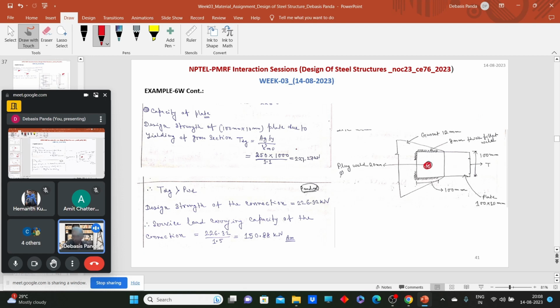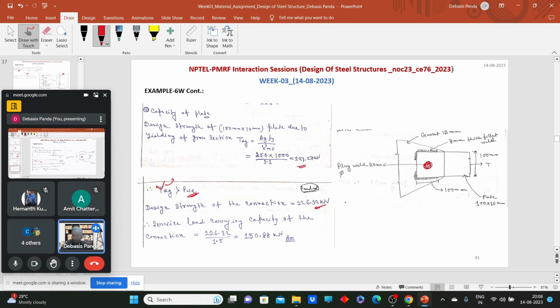It will govern by yielding. The value of this will come as 227. Now we can tell that TDG, the yielding strength of the plate, is greater than PW. So whatever the strength of the weld, or the combined strength of this fillet and plug weld, that amount of load we can safely transfer through this joint. So that is the design load.